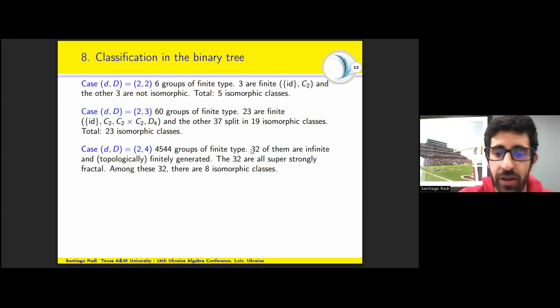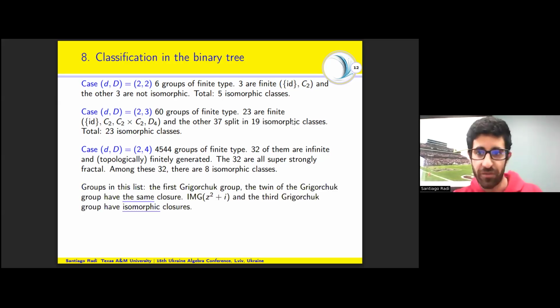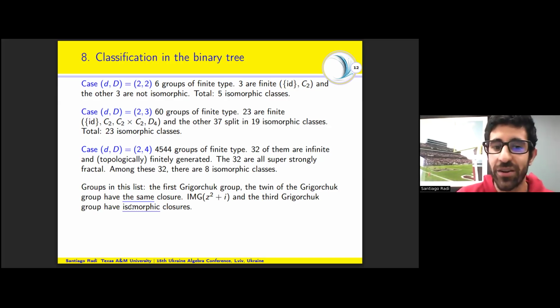32 of them are infinite and topologically finitely generated. That was also calculated by them. These 32 groups are super strongly fractal, so we can use the main result, and we obtain that there are 8 isomorphic classes. In this family of def4 groups, we find, for example, the closure of the Grigorchuk group, the twin of the Grigorchuk group, and they have the same closure, by the way. And then we also find the Tangled-Modular group of z squared plus i, and the third Grigorchuk group, which don't have the same closure, but the closures are isomorphic.